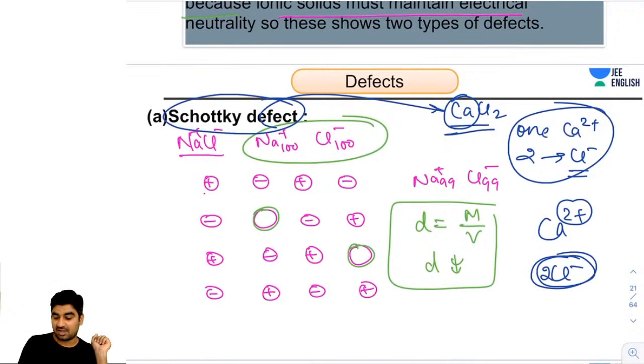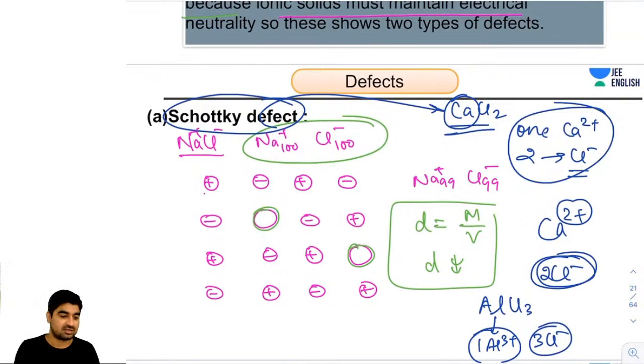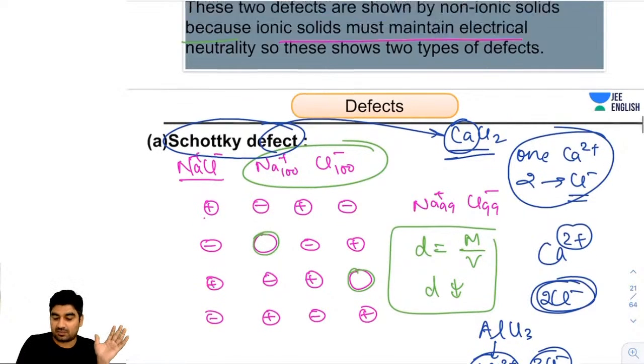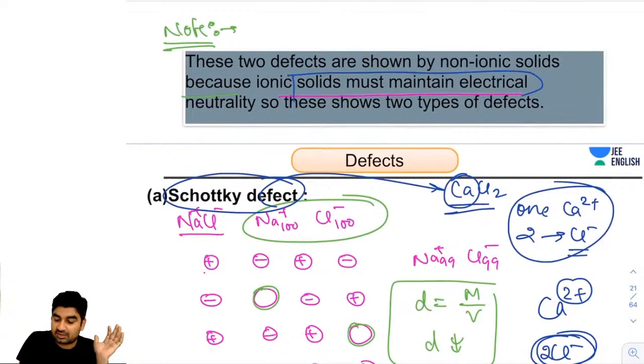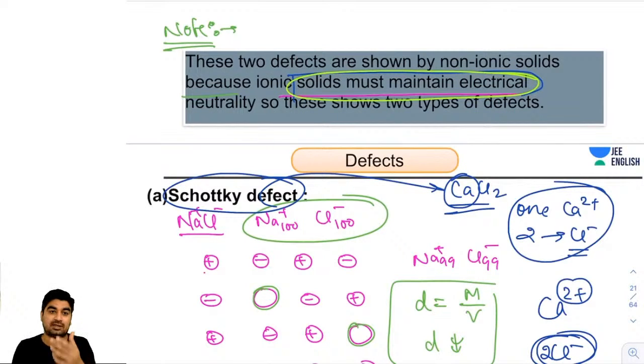Now you can understand. In case of AlCl3, if one Al3 plus is missing, then 3 chloride ions will be missing. Right? I hope now you got it. Because only this way electrical neutrality can be maintained. Otherwise, guys, you can't maintain electrical neutrality. Okay, yes, Jindal ji, you are right.